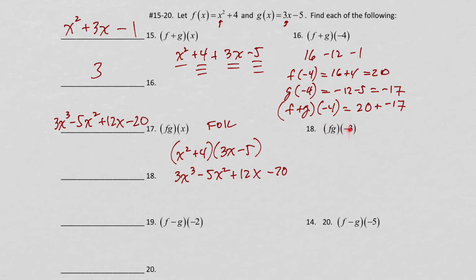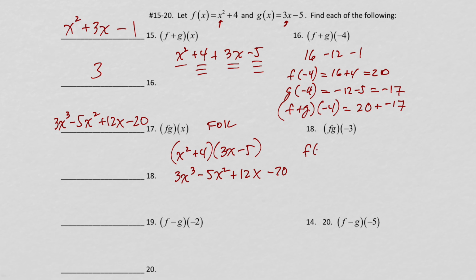Fg of negative 3 is, I could either plug in the negative 3 into this because that's already multiplied Fg, or I can find f of negative 3 and g of negative 3 and multiply the results. And that's what I'm going to do, because if I made a mistake here and I plug this in, I'm going to have a mistake. So I'm going to do them separately.